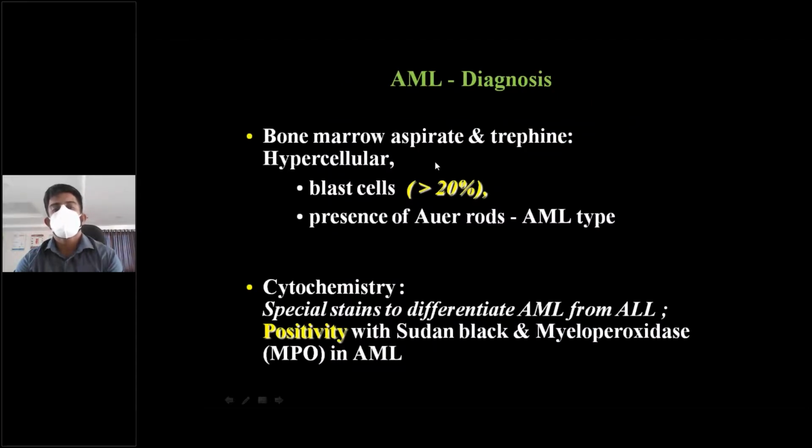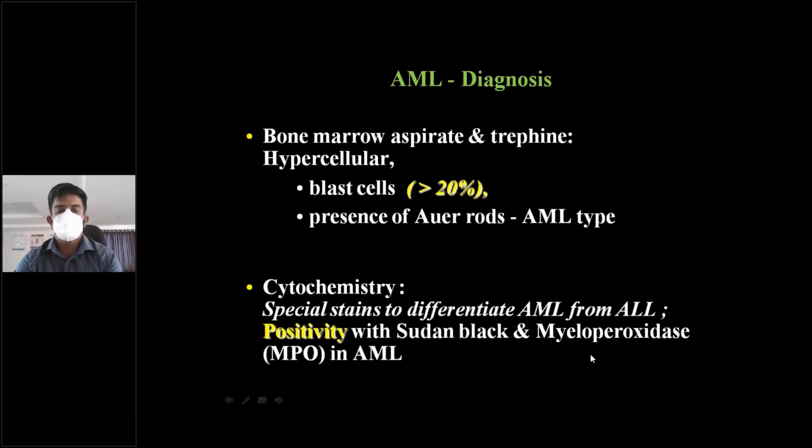So then next we go for bone marrow aspirate and biopsy to look for hypercellularity, the presence of blast cells greater than 20%, and the presence of Auer rods, that is the AML type. Auer rods can be seen in AML. Cytochemistry and special stains are used to differentiate AML from ALL.